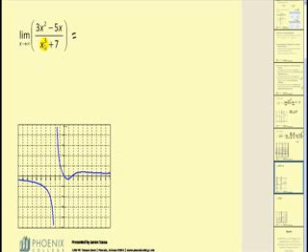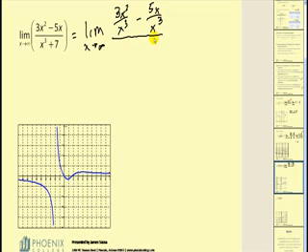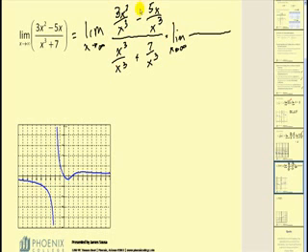Again, the rule says to divide by the highest power of x in the denominator. So in this case, we would divide every term by x to the third. So we have 3x squared divided by x to the third minus 5x divided by x to the third, and so on. We're going to simplify this. This would be 3 divided by x. This would be 5 divided by x squared. This would be 1, and this would be plus 7 divided by x to the third.